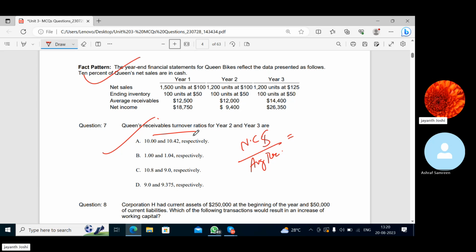So they're asking for year 2 and 3, right? Okay. 1,20,000 divided by, into 100, right? Did they give something else here? The problem is, I did not read the question here. The year-end financial statements for Queen Bikes reflect the data presented as follows. 10% of the Queen's net sales are cash. So we need to take 90% of this. Okay.